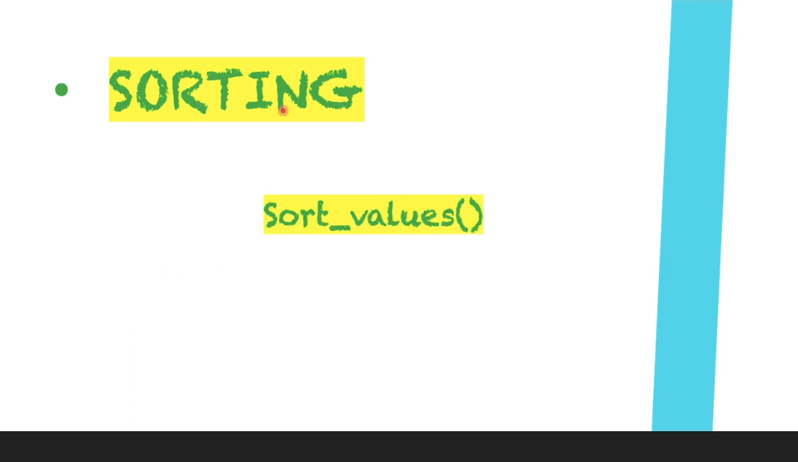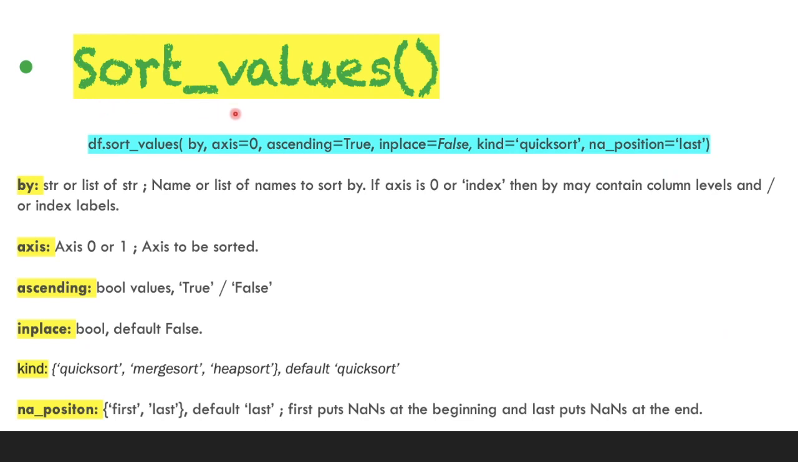Sorting in Python Pandas can be performed with the help of the sort_values function. So we can use this sort_values function to sort our values in a DataFrame. This is the basic syntax of the sort_values function. We will use the DataFrame object along with the dot notation and sort_values function. It accepts the following 6 parameters. The first parameter is by, the second is axis, the third is ascending, the fourth is inplace, the fifth is kind, and the sixth one is na_position.